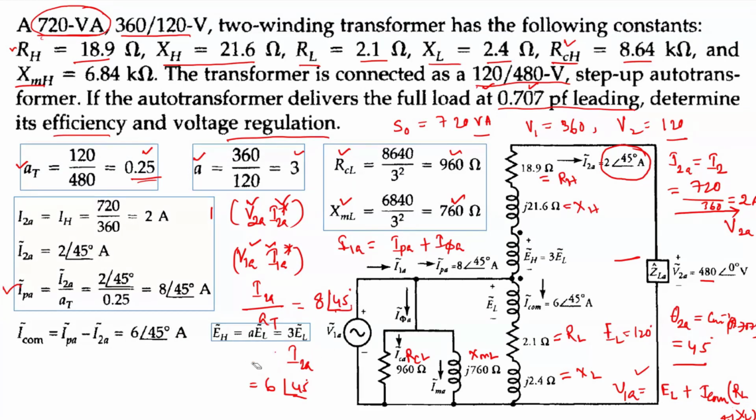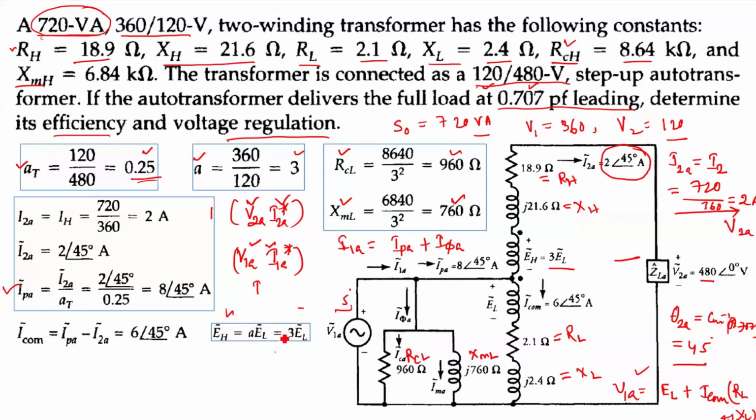So your EH becomes how much? Sorry, your EL is also not given, right? So EL and EH are also not given. So we have to find EL and EH from this by applying KVL in this circuit. You know EH equals 3 EL. So we need to find EH and EL by applying the KVL in this circuit.